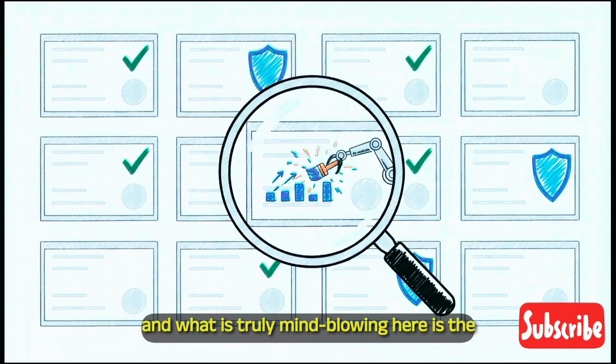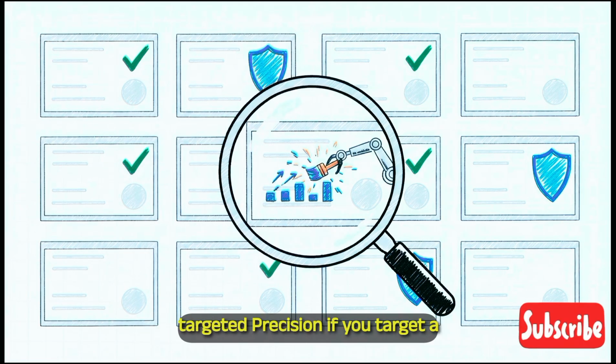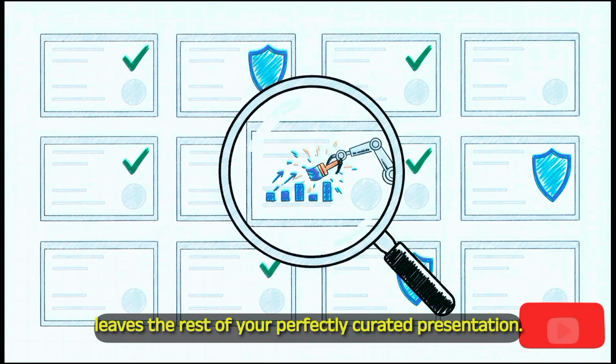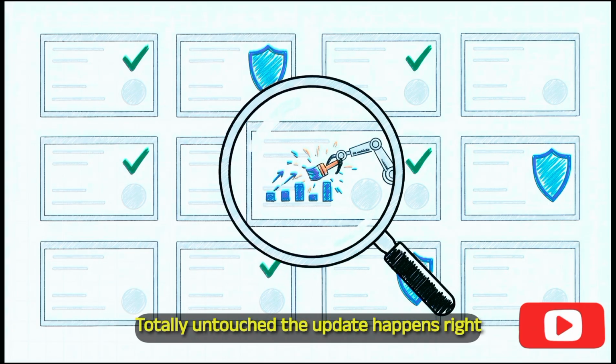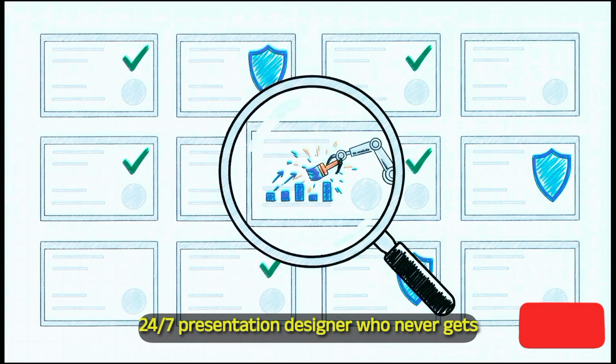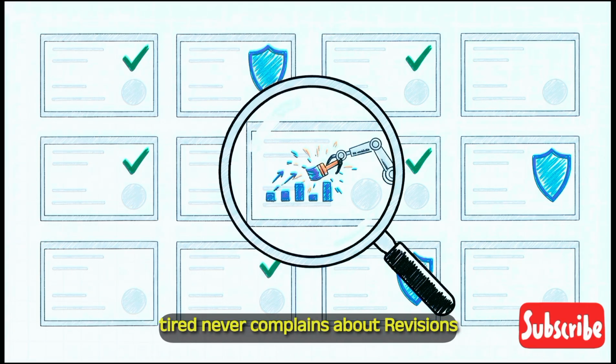And what is truly mind-blowing here is the targeted precision. If you target a specific slide, the AI rebuilds exactly one slide instantly and leaves the rest of your perfectly curated presentation totally untouched. The update happens right in front of your eyes, meaning you essentially just hired a 24/7 presentation designer who never gets tired, never complains about endless revisions, and executes your exact visual commands instantly.